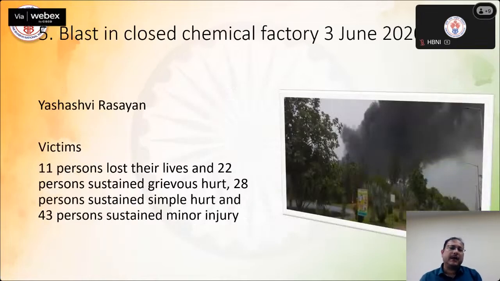The next case study is a blast in a closed chemical factory which took place on 3 June 2020. The company name was Yashasvi Rasayan. Victims: 11 persons lost their lives and 22 persons sustained grievous hurt. 28 persons sustained simple hurt and 43 persons sustained minor injury. So you can see the impact on people in the figure. Also you can see what the actual scenario is.